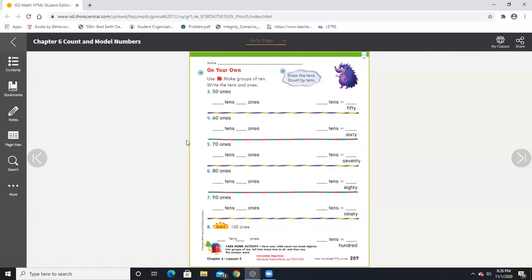So what you're going to do, you're going to complete the rest of this page for extra practice. And tomorrow we will continue our knowledge of place value.